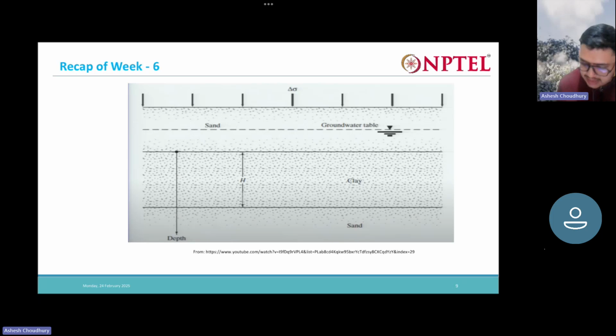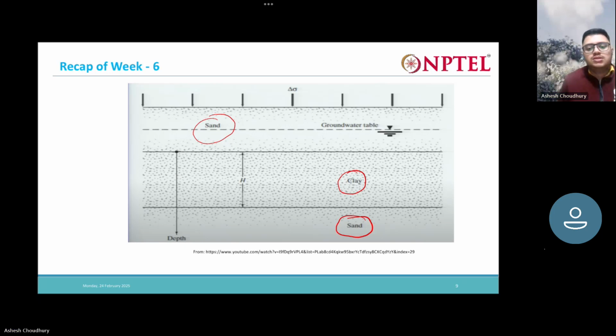Well, let us see this arrangement here. You have a sand layer at the top, and at the bottom you also have a sand layer. This clay layer is sandwiched between two sand layers, one at the top, one at the bottom.